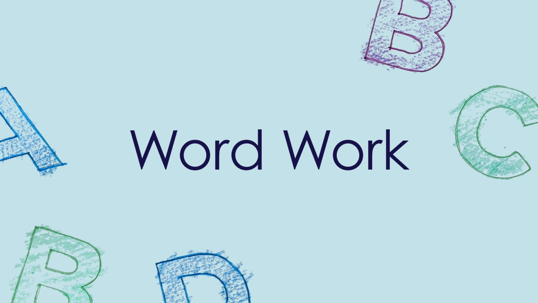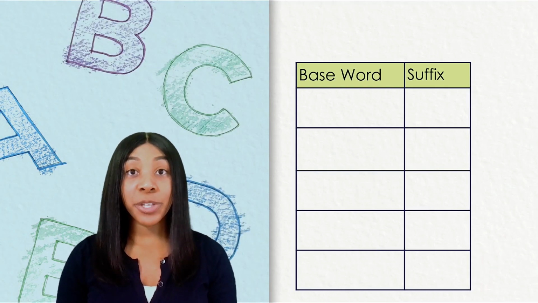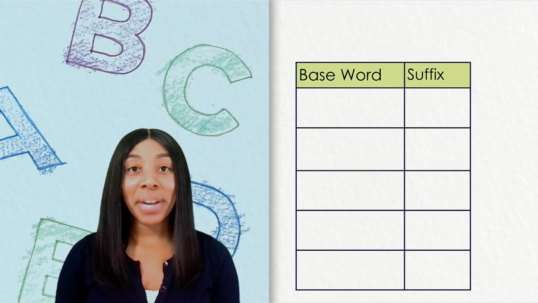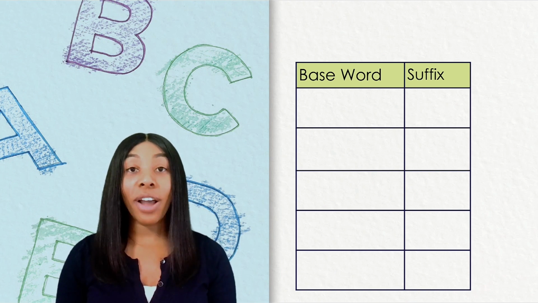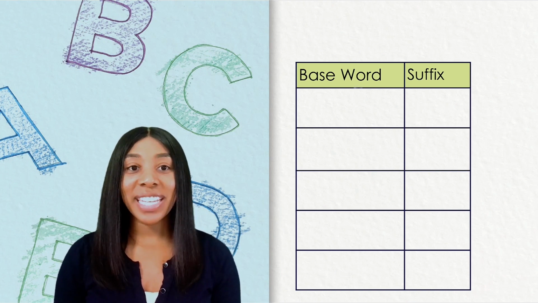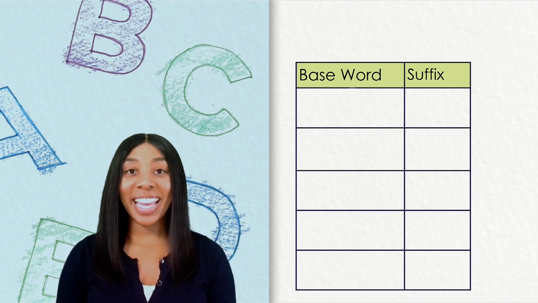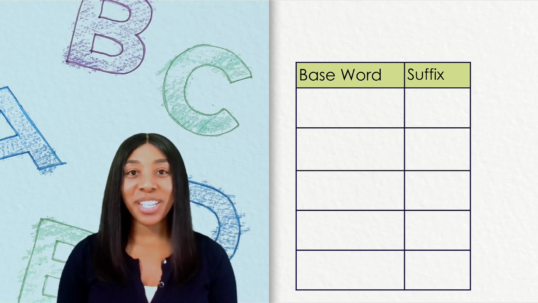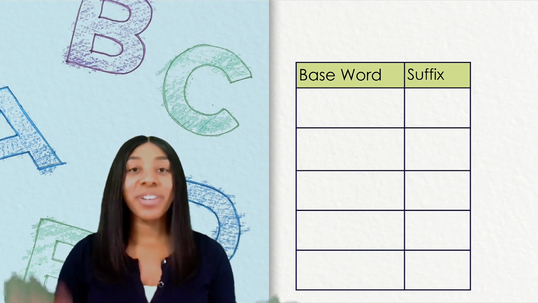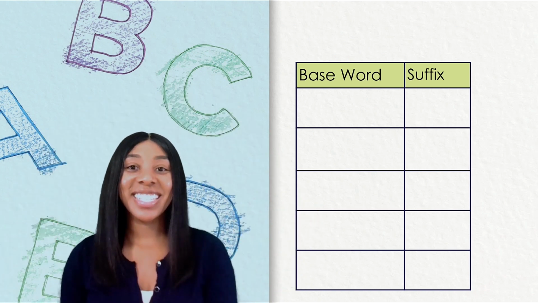Word work. Today we will review word parts. Remember, a base word is a word that has meaning all on its own, and a suffix is a word part added to the end of a word. As we go through, if you get the answer correct, I want to see you do a round of applause. Good luck.